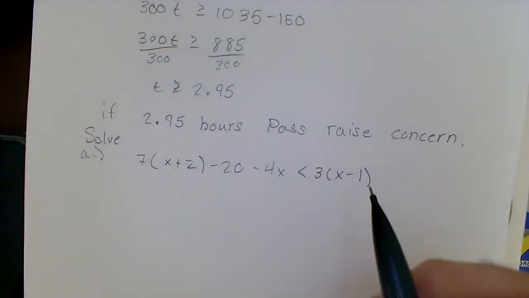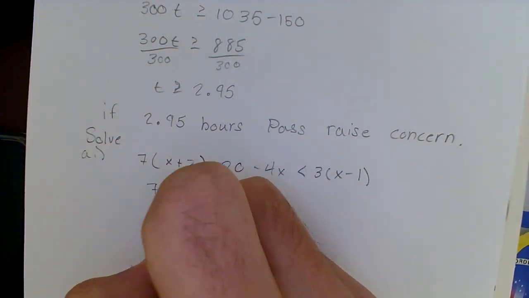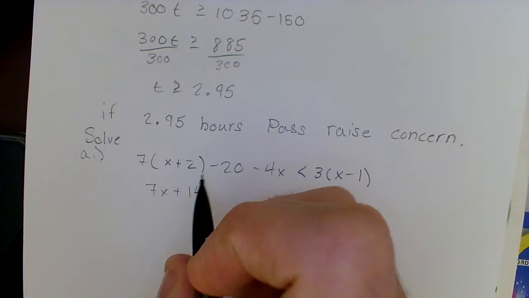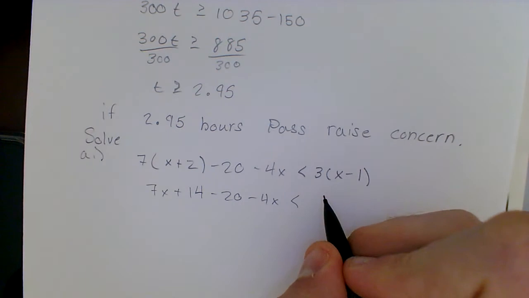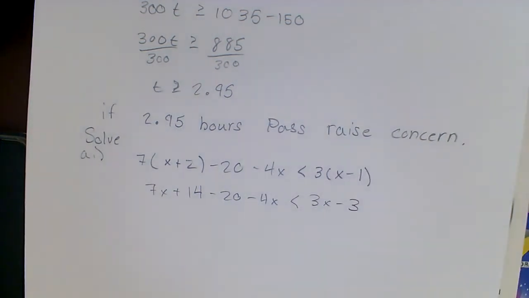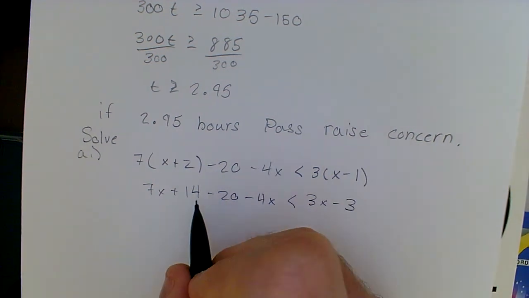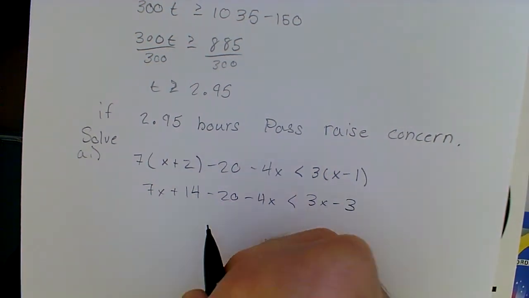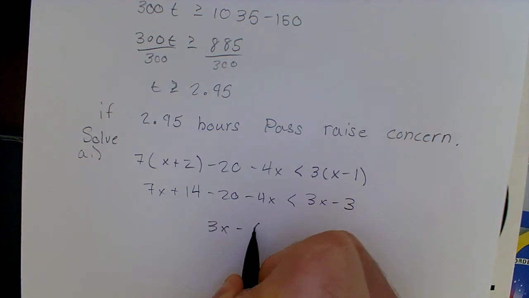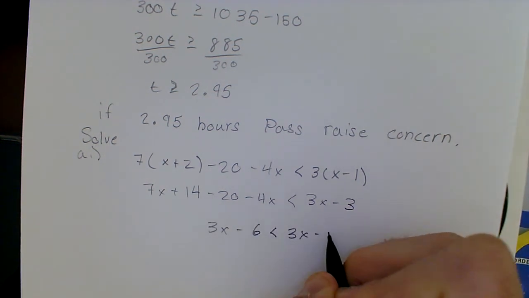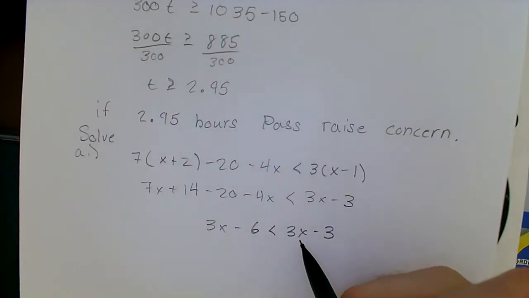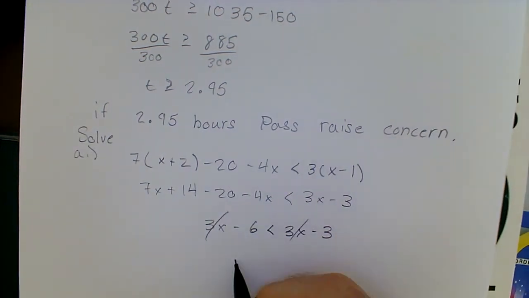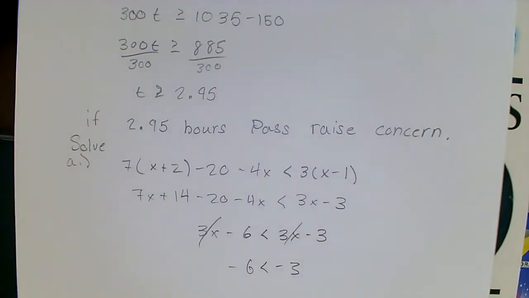Okay, so now we're going to simplify here. We've got 7x plus 14, just distribute this, minus 20 minus 4x. This one you also distribute, so 3x minus 3. So 7x minus 4x is 3x, and 14 minus 20 is negative 6. So this is 3x minus 6 less than 3x minus 3. Now you'll notice that these 3x's can cancel because I can subtract 3x from both sides. So you're left with negative 6 less than negative 3.